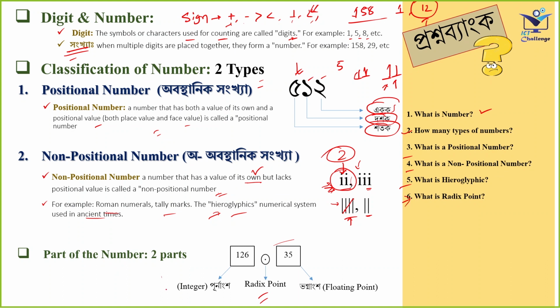And what is a radix point? A radix point is a point which divides an integer and a floating number.